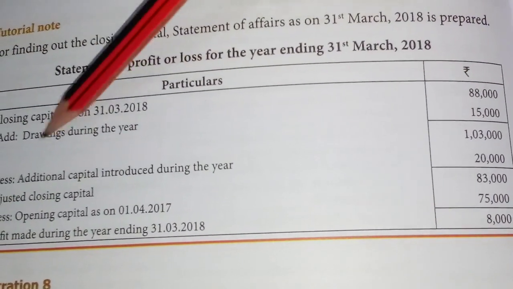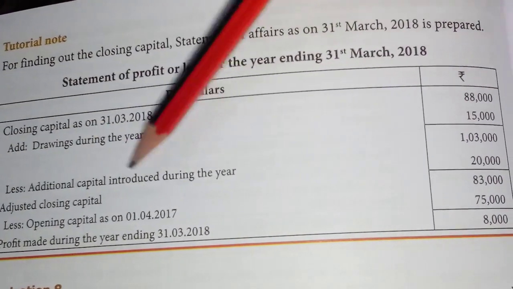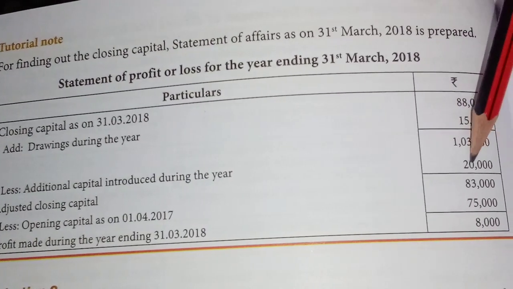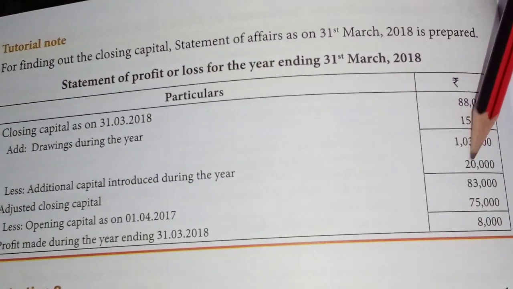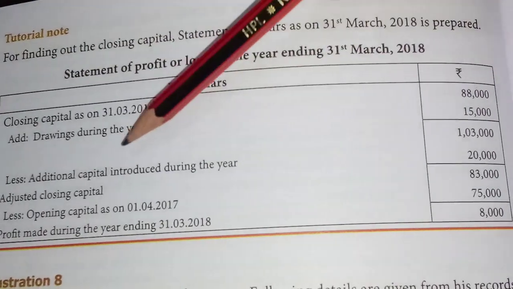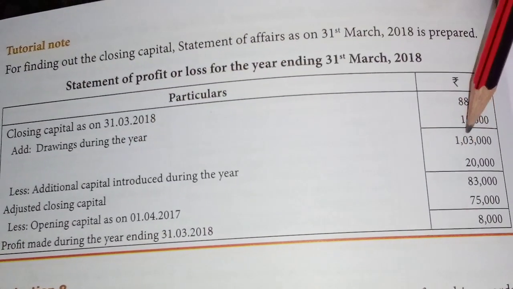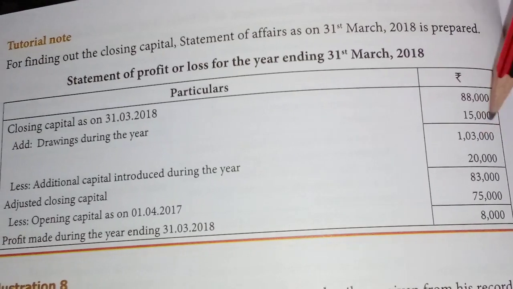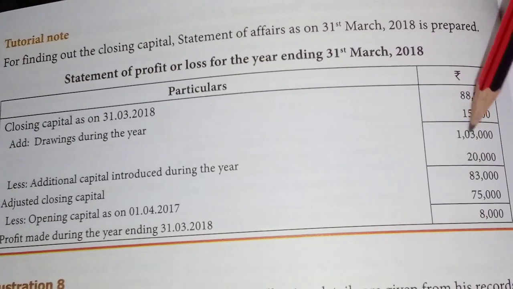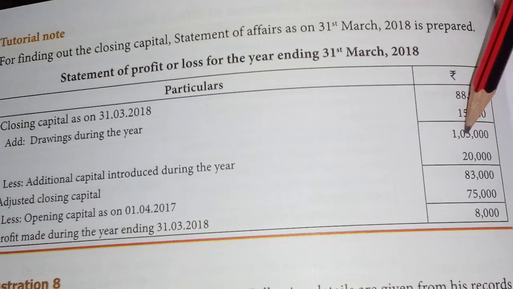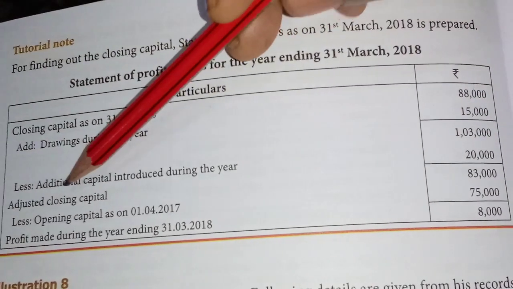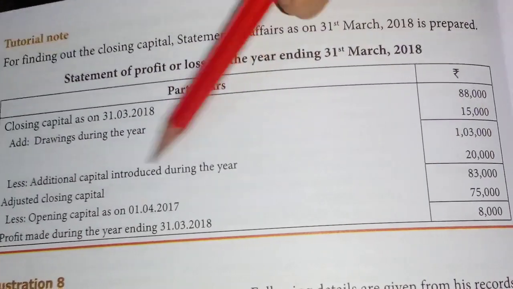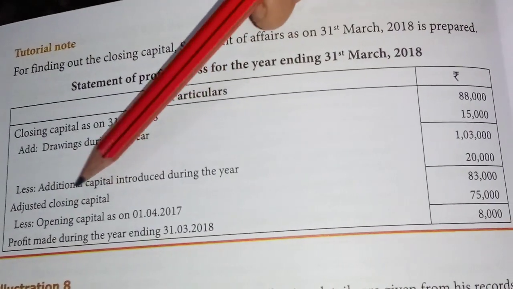Then less additional capital. Additional capital is 20,000, so we have to deduct it. So 1,03,000 minus 20,000. Here 3 zeros, then 3 minus 0, 3. Then here borrow 1, 10 minus 2, 8. Then that 83,000 is called adjusted closing capital.